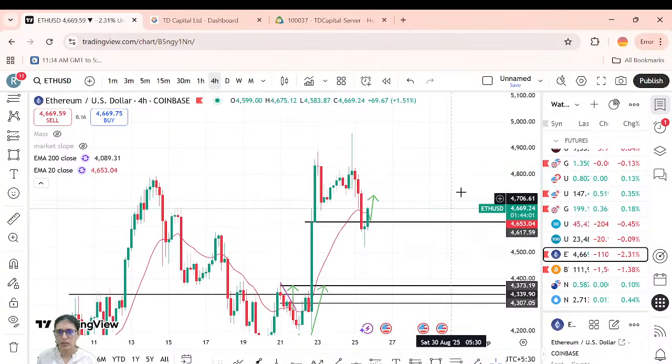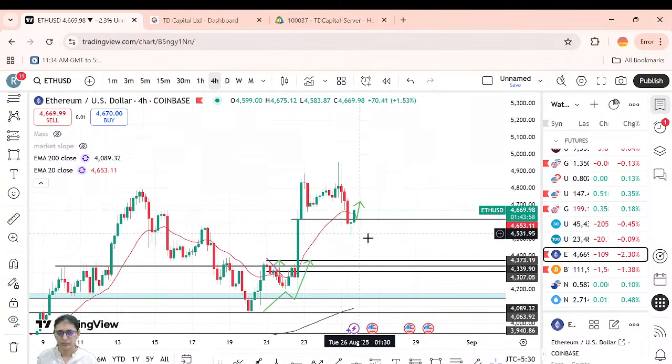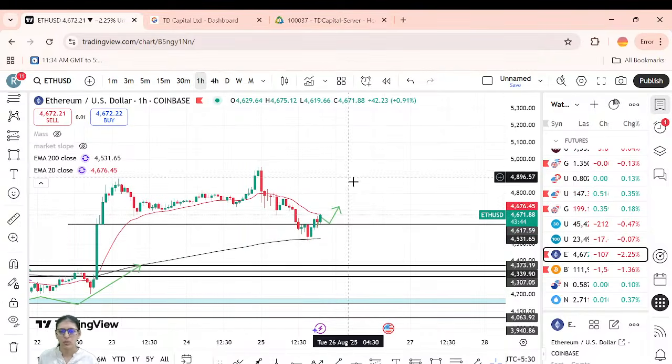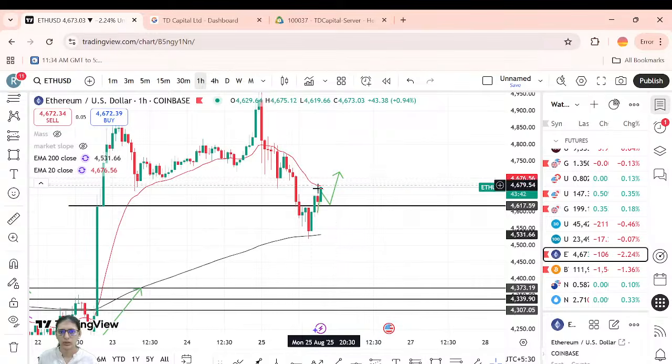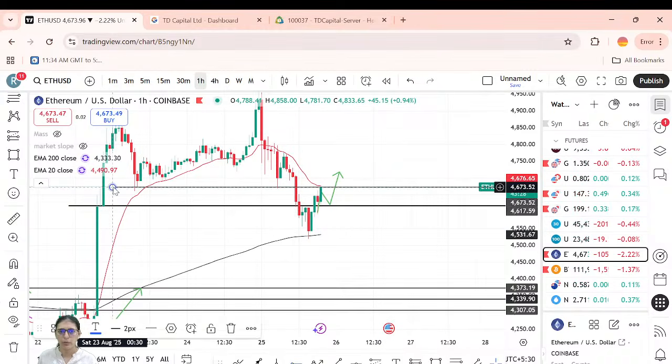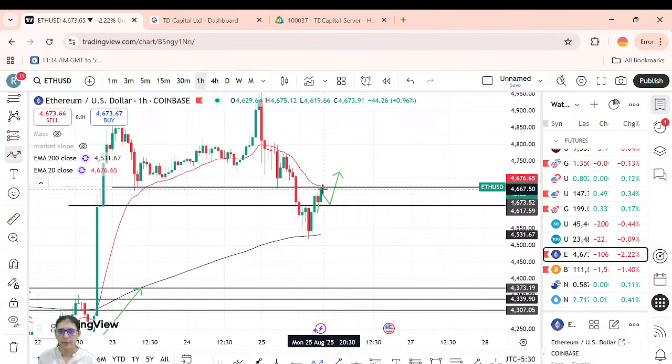Ethereum has also done the correction, and this move has come. Now, if you get the price at this area, at this level, you can plan a bullish entry, or above this level, if there's a proper breakout of this area and a retest, in that case you can plan it till here.